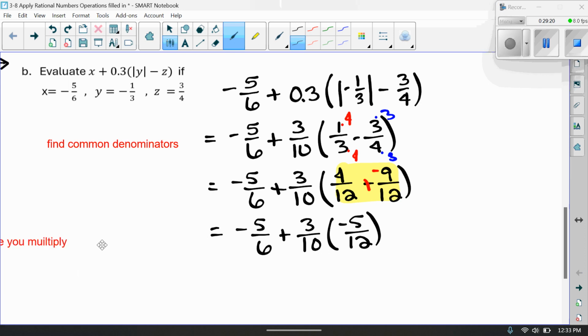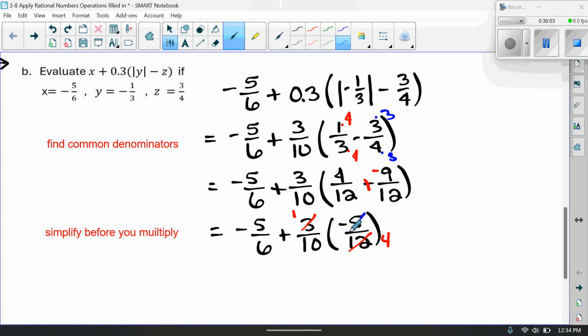And then down here, now, before we multiply, this part right here, we should simplify. Okay? So let's see. We can simplify. Let me delete the highlight. So we can simplify with the 3 and the 12. So 3 divided by 3 is 1. And 12 divided by 3 is 4. And we can also simplify with the 5 and the 10. So 5 divided by 5 is 1. And 10 divided by, oops, let me write that in for you.